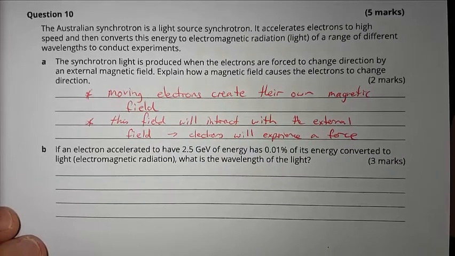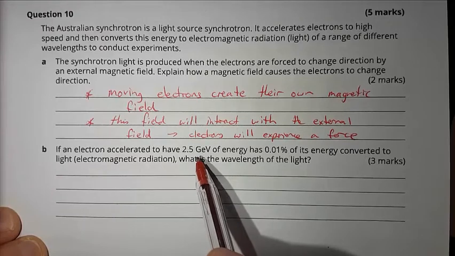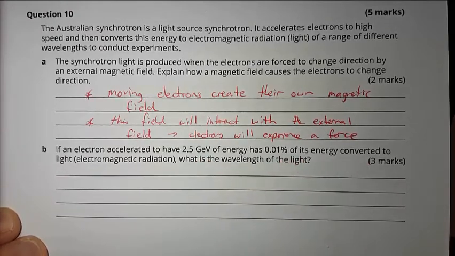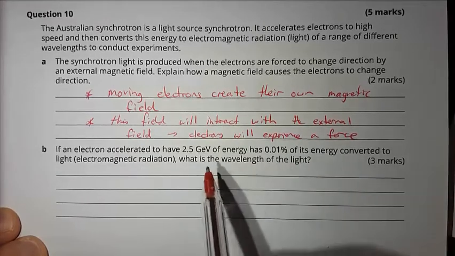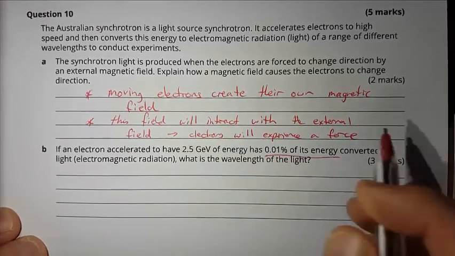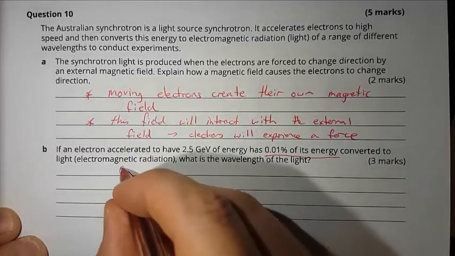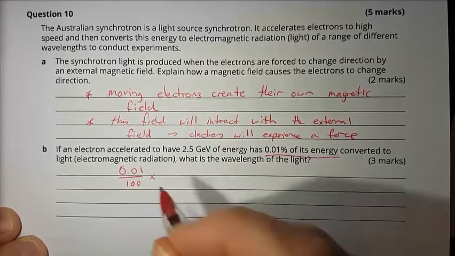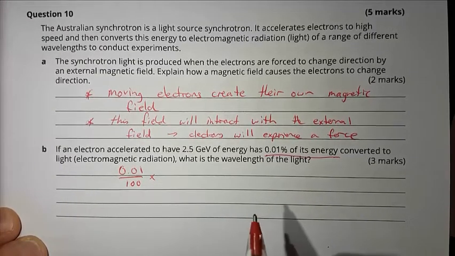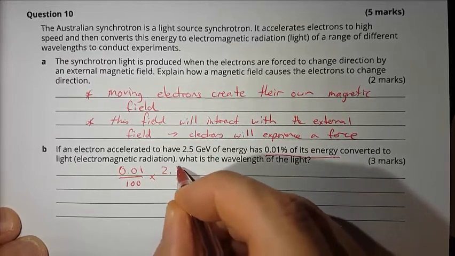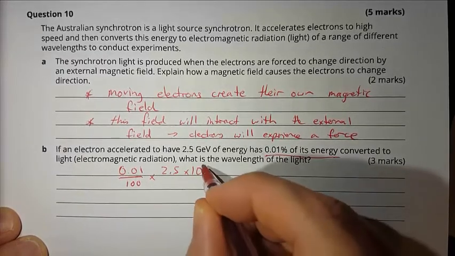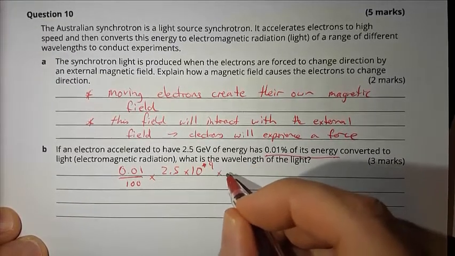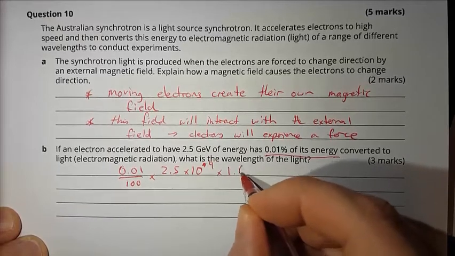The next part of the question is, if an electron accelerator has 2.5 giga-electron volts, and 0.1% of its energy is converted, what is the wavelength of the light? The first thing you want to figure out is what this 0.1% of energy is. So 0.1%, you want to multiply that by 2.5 giga, so it's times 10 to the 9. And that's in electron volts, so now you want it in joules.